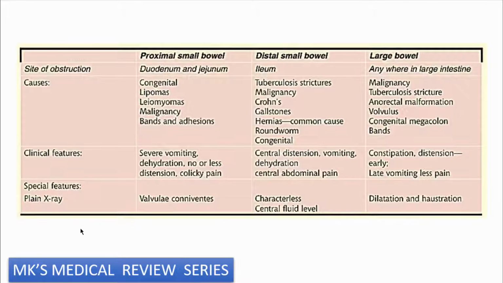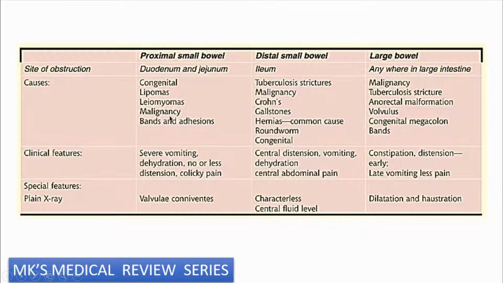So here's a table summarizing every single thing that I've been talking about, how you're going to be distinguishing between small bowel and large bowel on clinical features, on causes, on investigations. So we'll begin with small bowel. Here in this table, they have divided it into proximal small bowel and distal small bowel versus large bowel. Proximal small bowel is of course the duodenum and the jejunum. The distal small bowel is obviously the ileum.